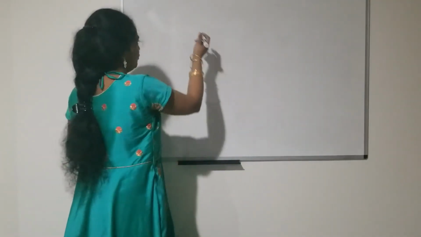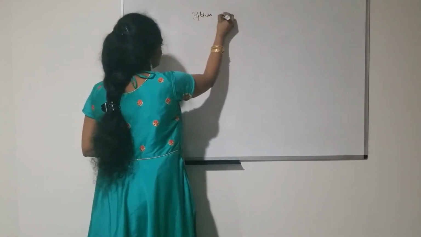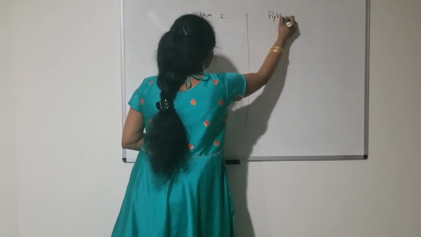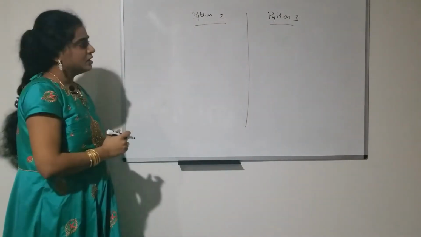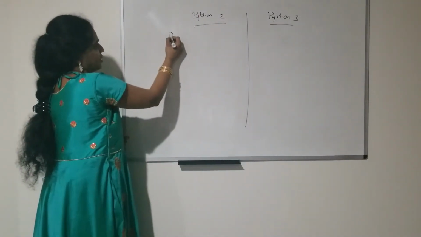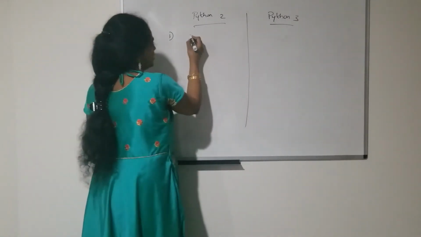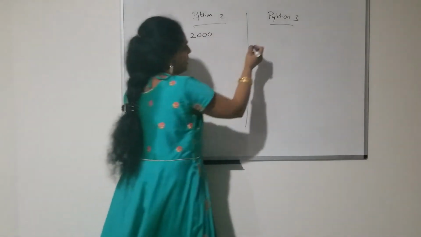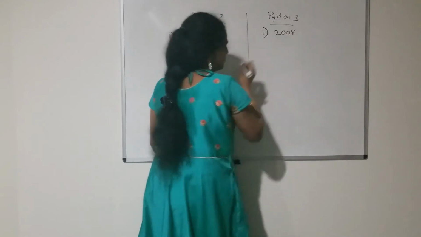Now let's talk about the differences between the two versions of Python, Python 2 and Python 3. First, coming to Python 2, the release date of this version is the year 2000, and Python 3 was released in the year 2008.